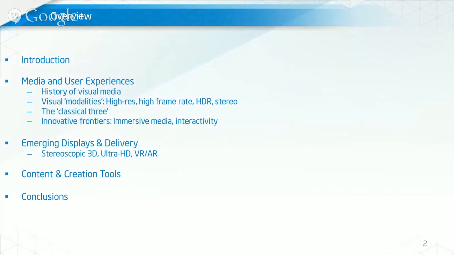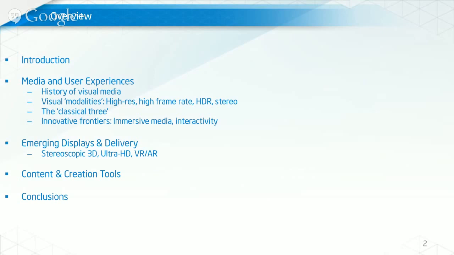The kind of things I want to cover here is, after a quick introduction, I want to give an overview of media and user experience, starting with a historical view of what visual media does and is. And then just to scratch what I call the visual modalities, which you can see as parameters in how you produce visual media and present it, like high-res, high-frame-rate, HDR, stereo, and others. I also want to give you an overview of what is changing from this classical setup, which is film, TV, and I also count games into this, which are the new frontiers we see in visual media towards immersive and interactivity.